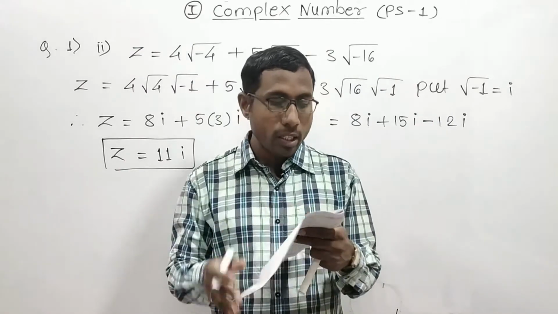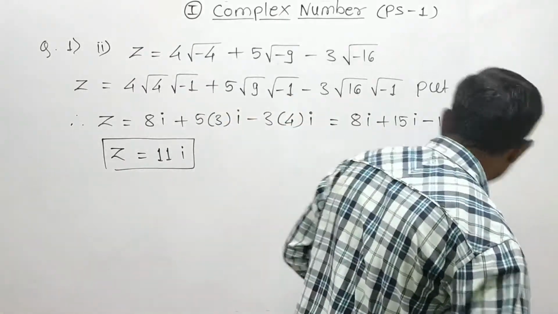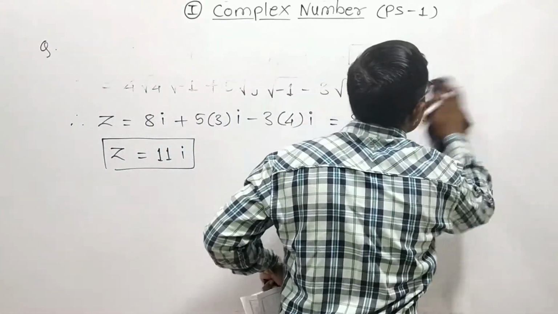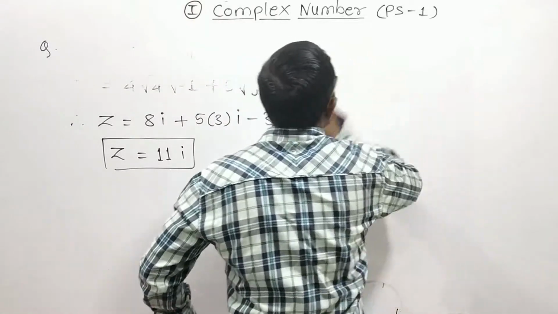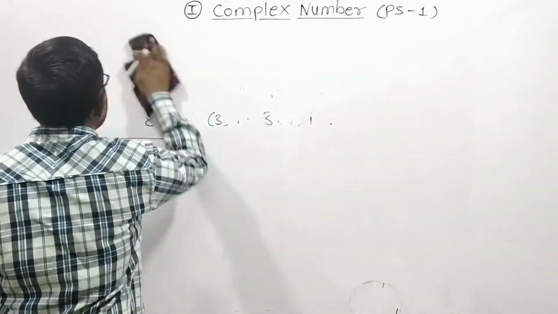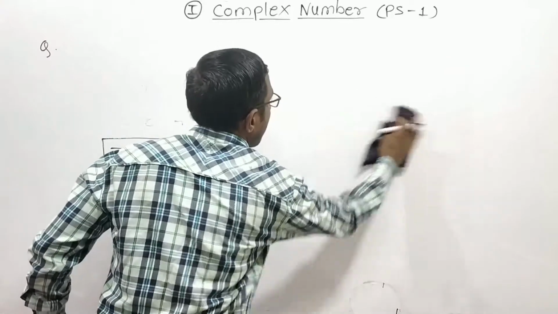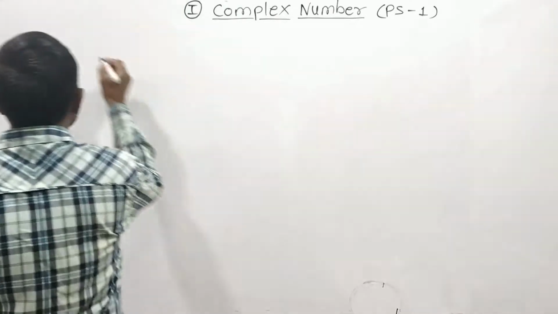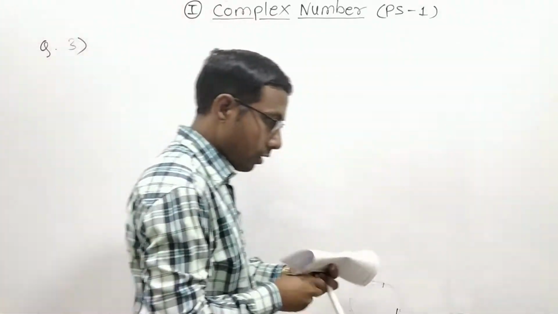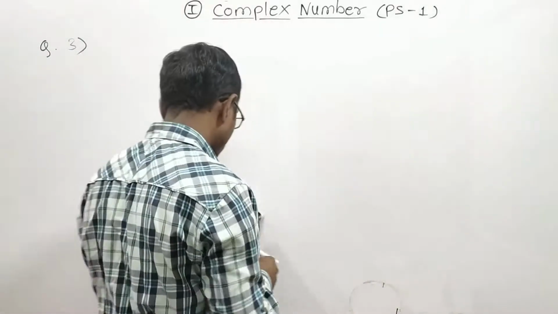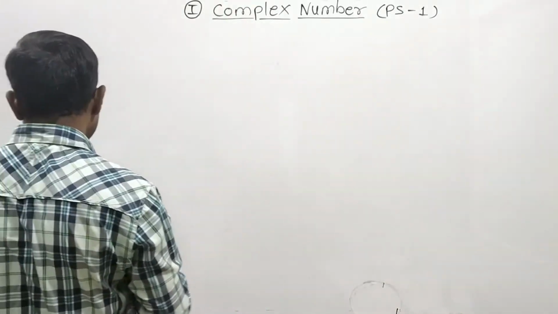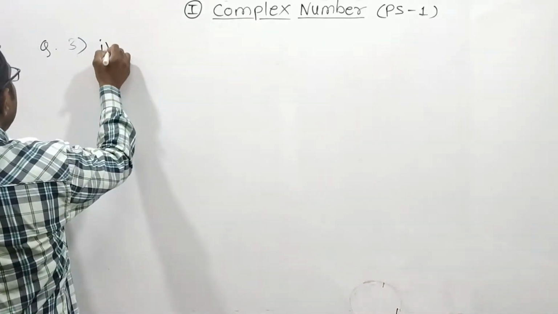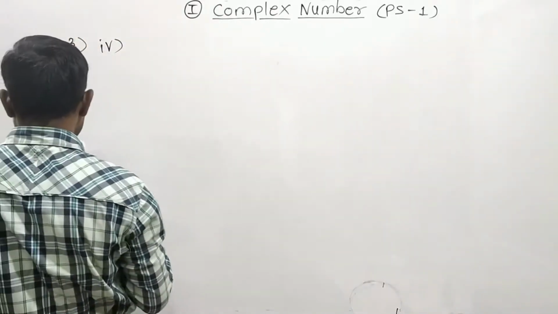So I covered bit number 8. Next, question number 3. What is that question? Find a and b. In that we have covered the first 3 bits. So the fourth bit was for your homework.